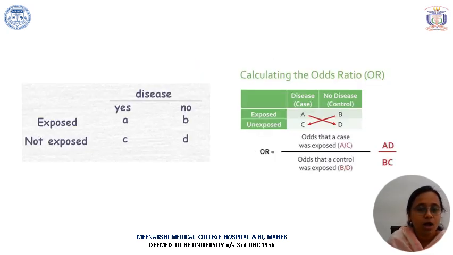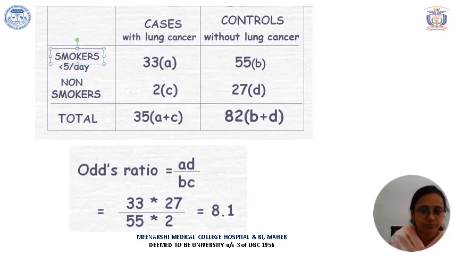So here how we are calculating is nothing but the odds ratio formula, AD by BC, or by the cross product, which means nothing but AD by BC. So here the formula also: odds that a case was exposed by odds that a control was exposed. So among the exposed cases by control. By applying these values, we obtain 8.1 as the odds ratio.